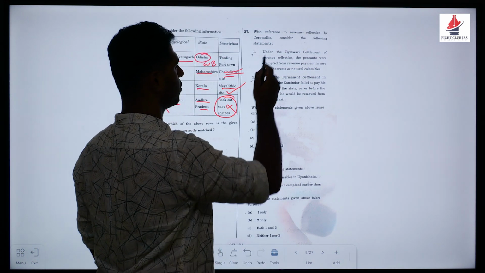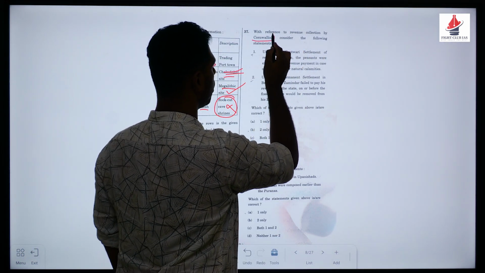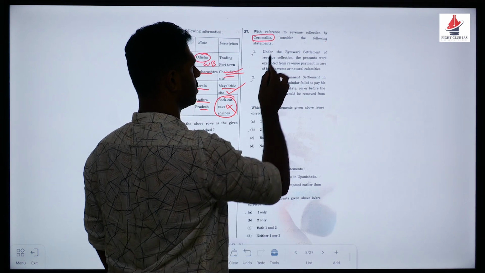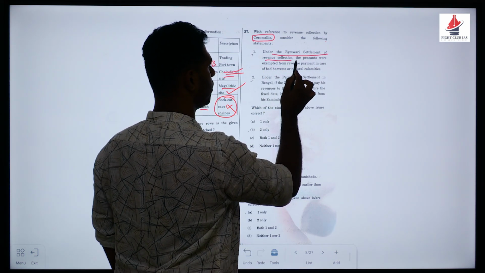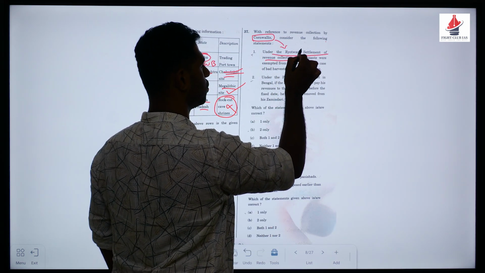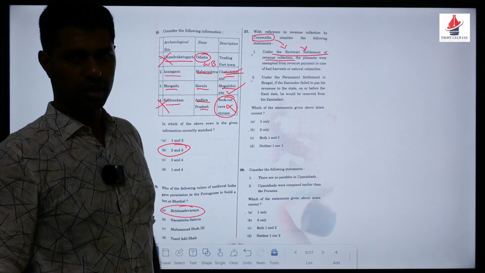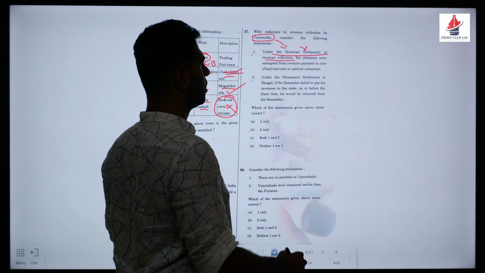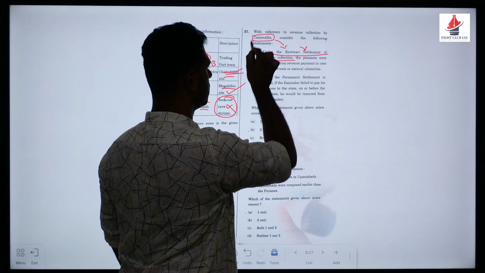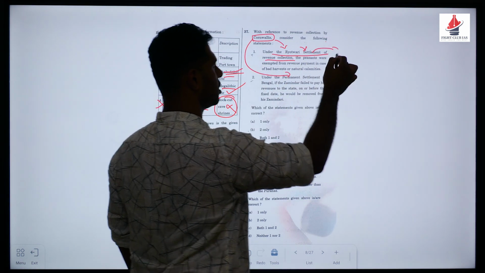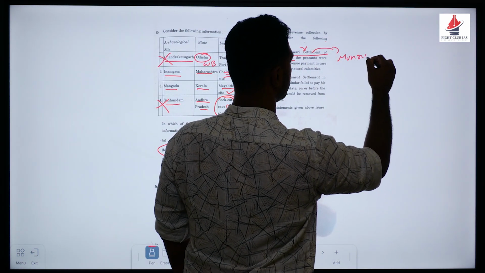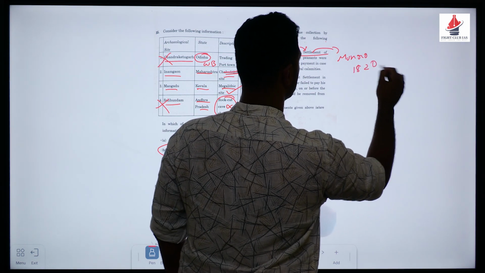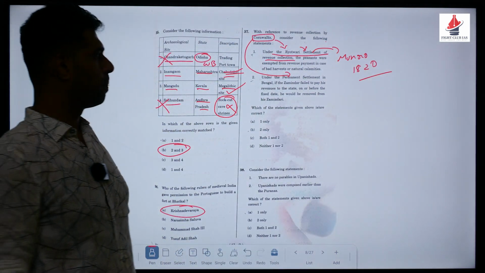Now moving to the 37th one, with reference to revenue collection by Cornwallis, consider the following statements. Under the Rayatwari settlement of revenue collection, see, during Cornwallis there was no Rayatwari settlement of revenue collection, so 1 is automatically wrong. He was the one who initially introduced the permanent settlement. Rayatwari settlement came through the Monro system in 1820. Right? It was Thomas Munro who started this.